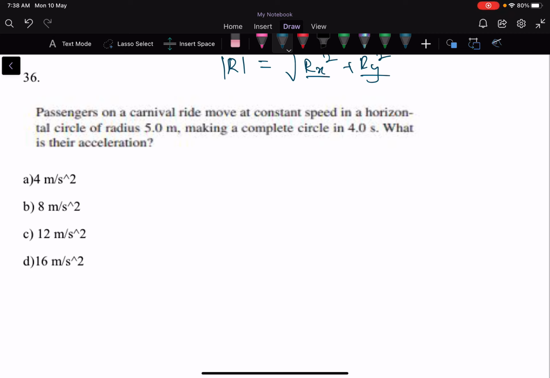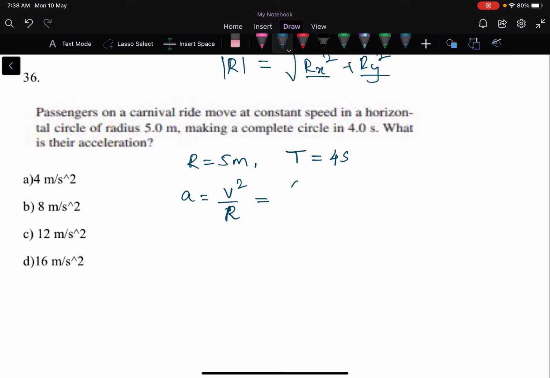Next, question number 36. Passengers on a carnival ride move at a constant speed in a horizontal circle of radius r equal to 5 meters, making a complete circle in 4 seconds. He has given the time taken to make one complete circle, which is nothing but the time period capital T. T is equal to 4 seconds. What is the acceleration? Acceleration a equal to v square by r. One formula that we know.